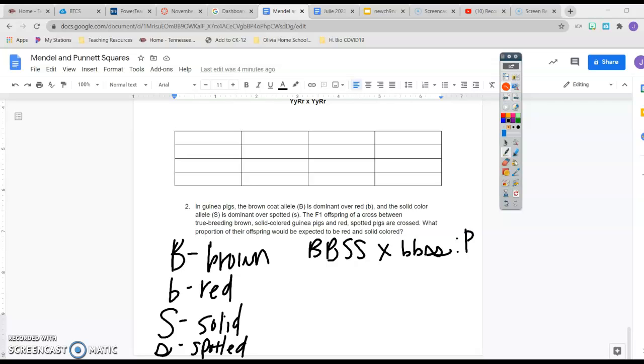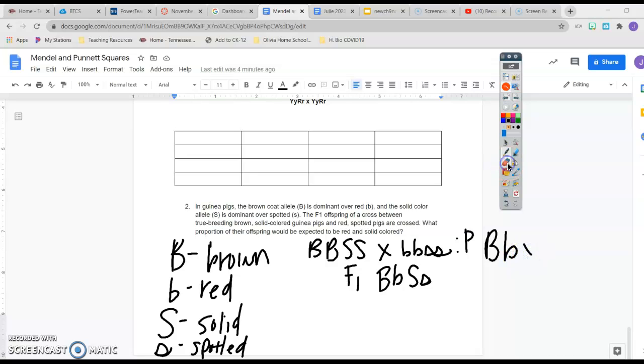So they produce all of their offspring, the F1s, and all of them are going to be big B, little b, big S, little s. Very similar to what we did in class with the yellow round and wrinkled green seeds. So all of those offspring are 100% brown, solid, but it's asking us what if those offspring reproduced, and what would be the expected outcome of their F2 generation being red and solid. So we would cross 2 of these.